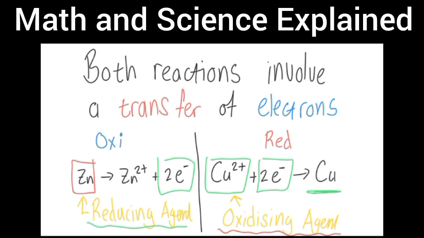So in essence, the compound that loses electrons is the reducing agent, and the compound that gains electrons is the oxidizing agent. This concludes this section of work, and in the next video we're going to discuss how to write redox reactions and the half reactions.